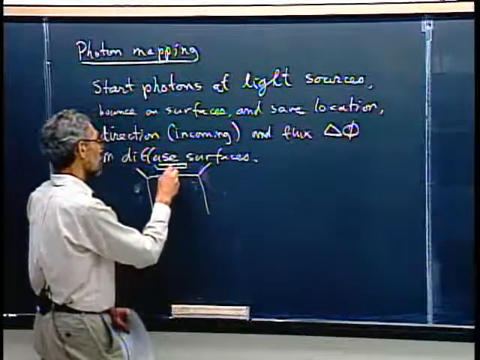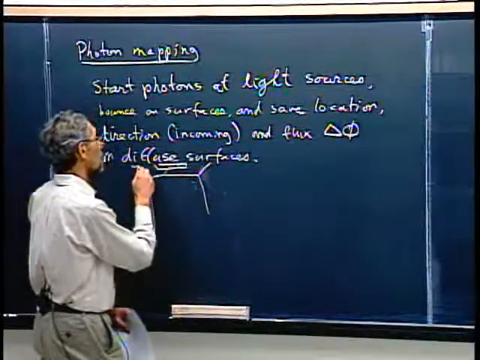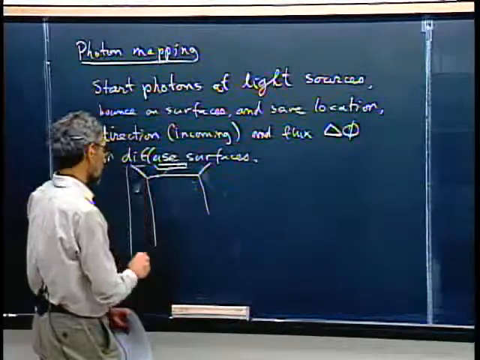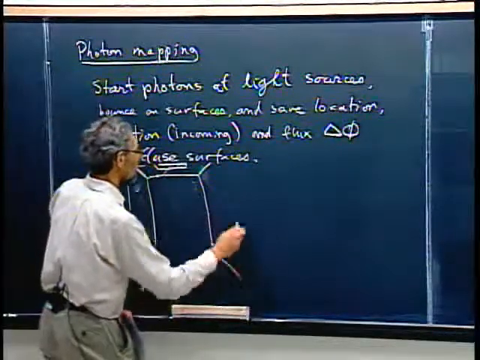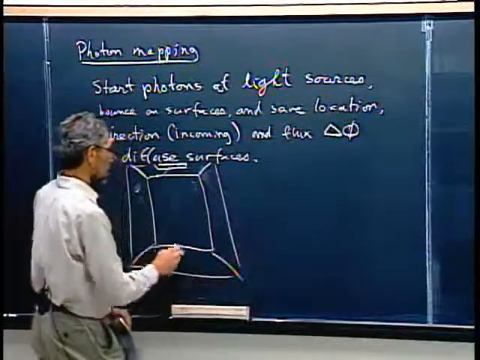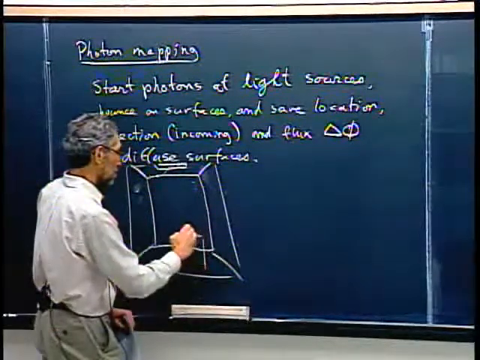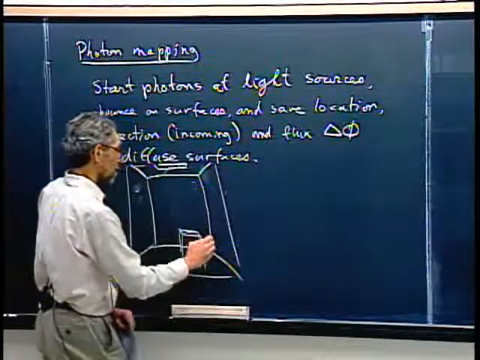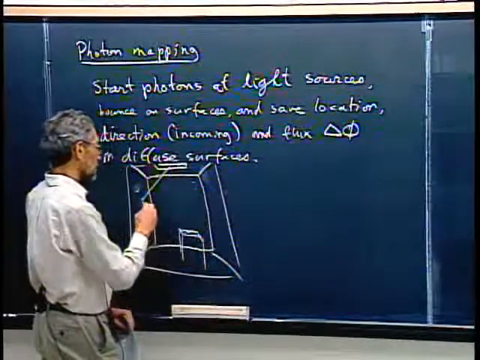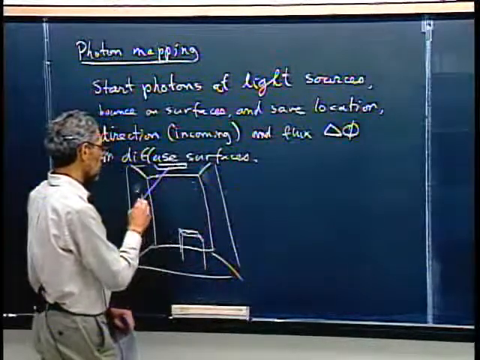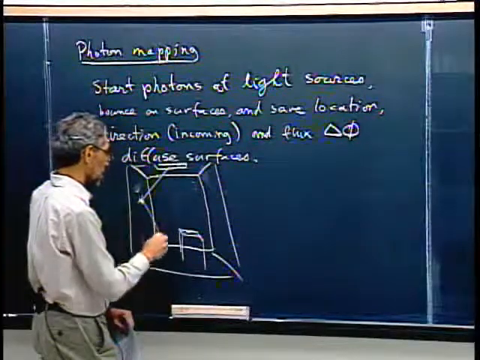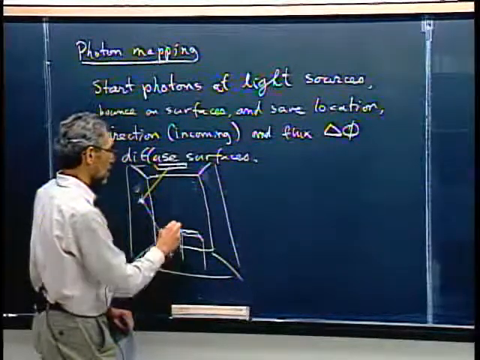Here's a light source, and the photons are bouncing around on the walls of the room. And here's the floor. And maybe we've got a table. I always like to draw a table in my room. And the photons are bouncing around. Every time they hit a diffuse surface, we save it. So we save it there.